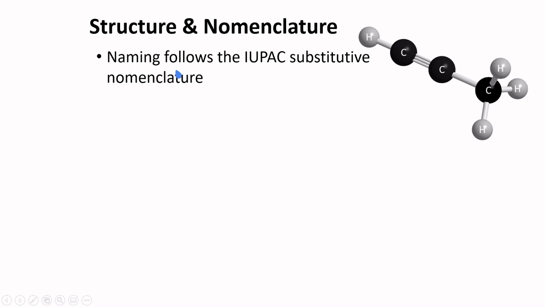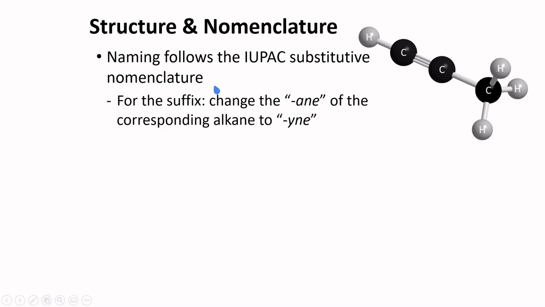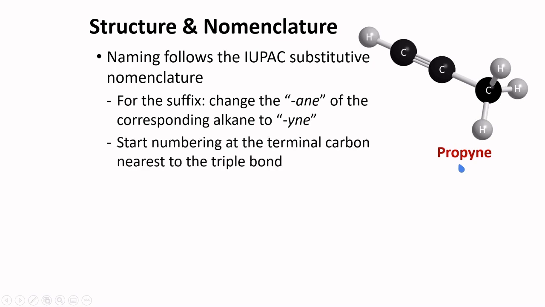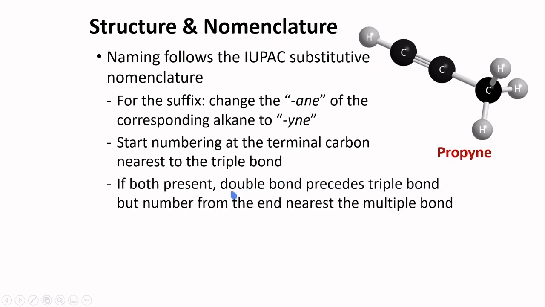The naming of alkynes follows the IUPAC substitutive nomenclature. For the suffix, you change the -ane of the corresponding alkane to -yne. This compound is called propyne. We start the numbering at the terminal carbon nearest to the triple bond. If both are present, double bond precedes triple bond, but number from the end nearest the multiple bond.